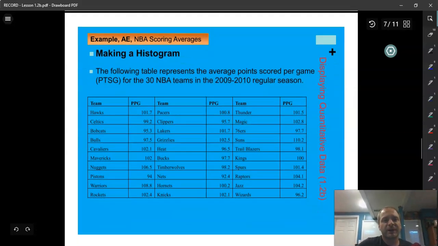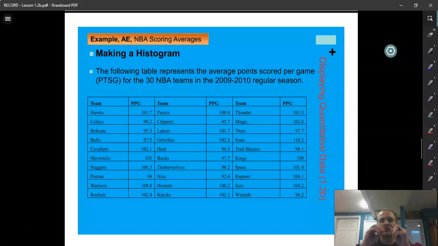So this one deals with the NBA scoring averages. It is an alternate example in your book. It's in blue, so it's not in your notes. This lists 30 NBA teams from the 2009-2010 regular season. Now what I did is I put these into Desmos for us.